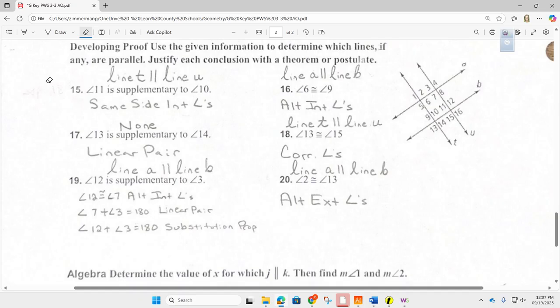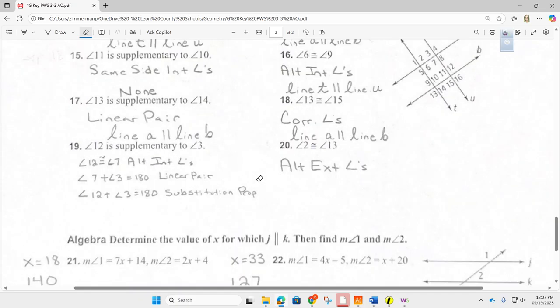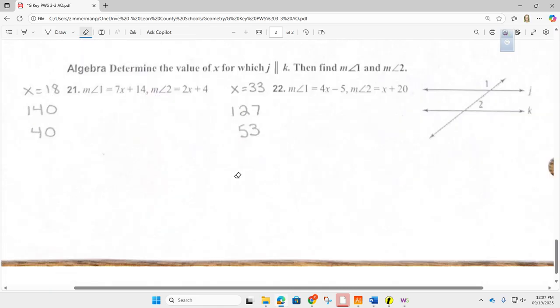Anybody have any questions on those? And the last two. They all needed work or justification. Any questions on the 3-3 worksheet?